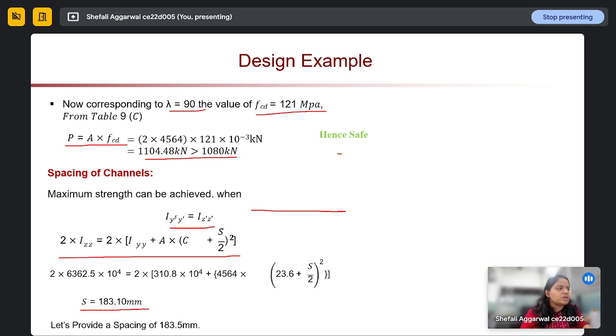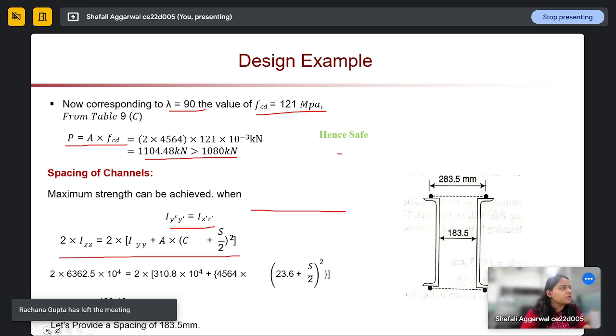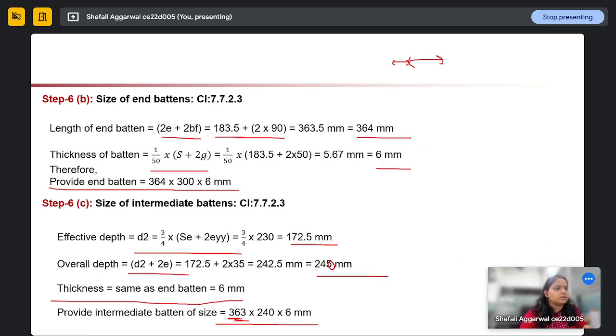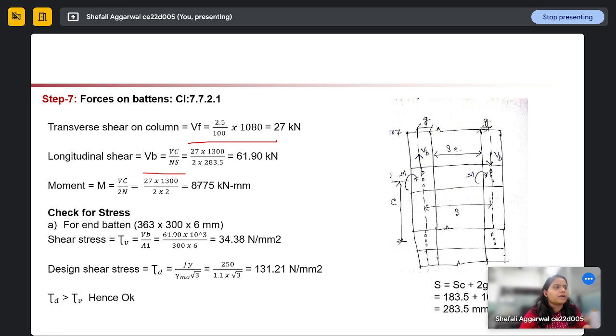So this S was our 283 one. Oh, no, sorry, this was 183 we have calculated. This overall distance between our effective depth, sorry, effective depth, was 283. So this one we are taking as S. Using this formula, we can calculate our longitudinal shear. Then we are calculating our moment. The moment formula is V into C divided by 2 into N. That will give us 8775 kilonewton meter.